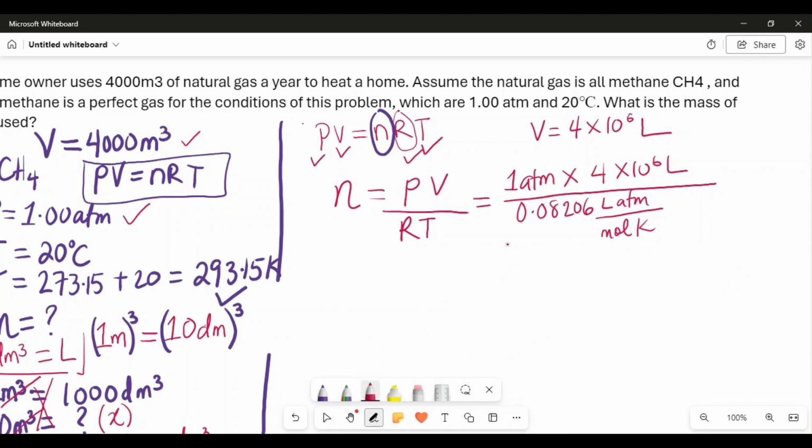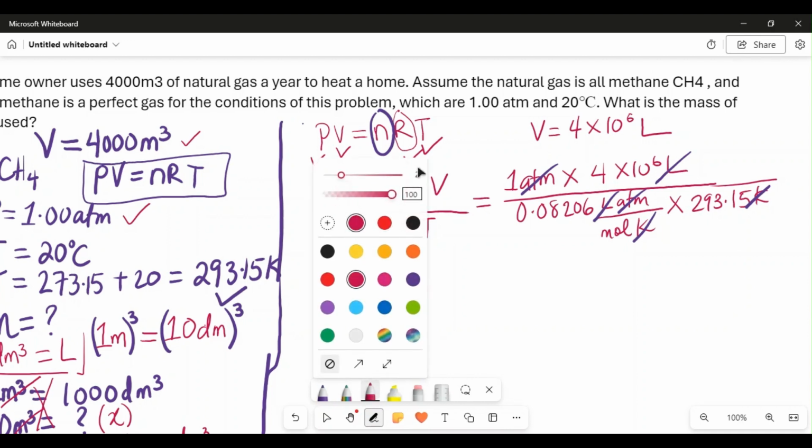So we have this times the temperature, which is 293.15 Kelvin. We're going to cancel out the Kelvins here, cancel out the atmosphere, and cancel out the liters, leaving us with just the mole, which is what we're solving for.